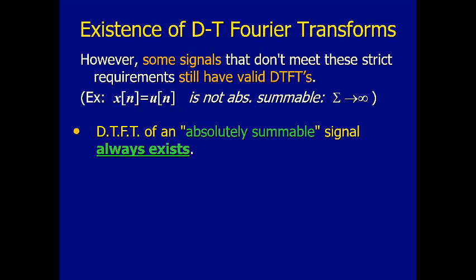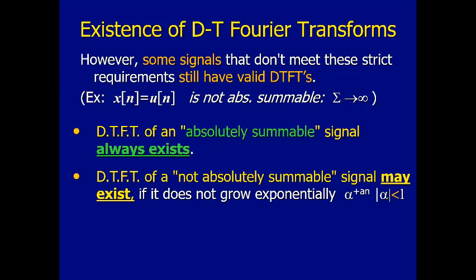So if a signal is absolutely summable, then for sure we know its discrete time Fourier transform will exist, always. If it's not absolutely summable, its discrete time Fourier transform might exist. And the key to whether it will or not will be if it's growing at an exponential rate, it will not have a discrete time Fourier transform. That summation is going to blow up to infinity.